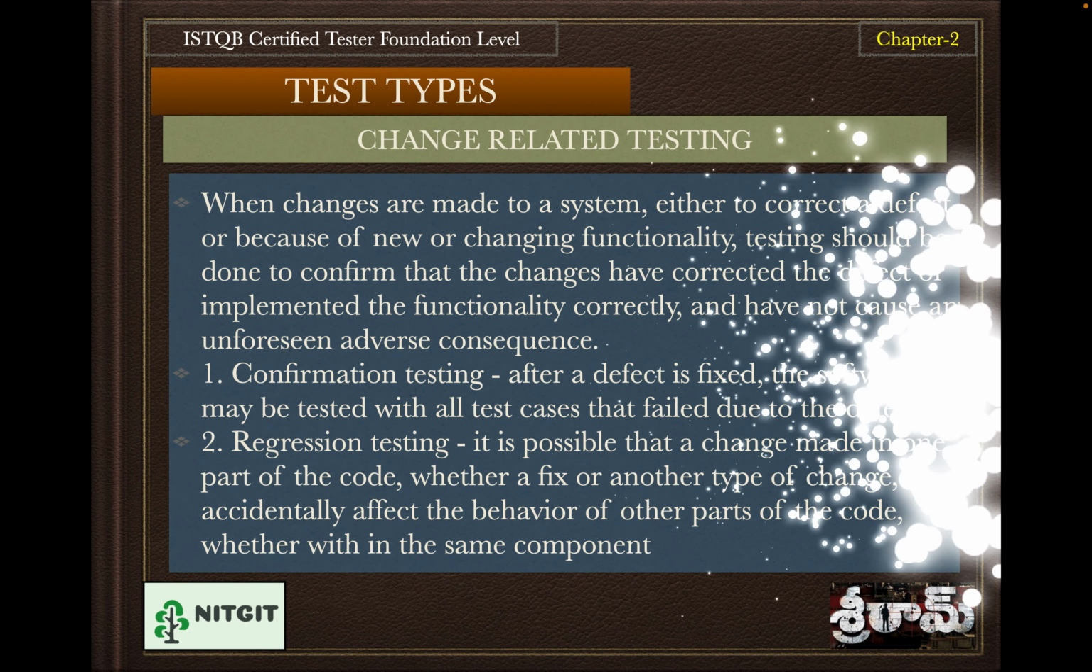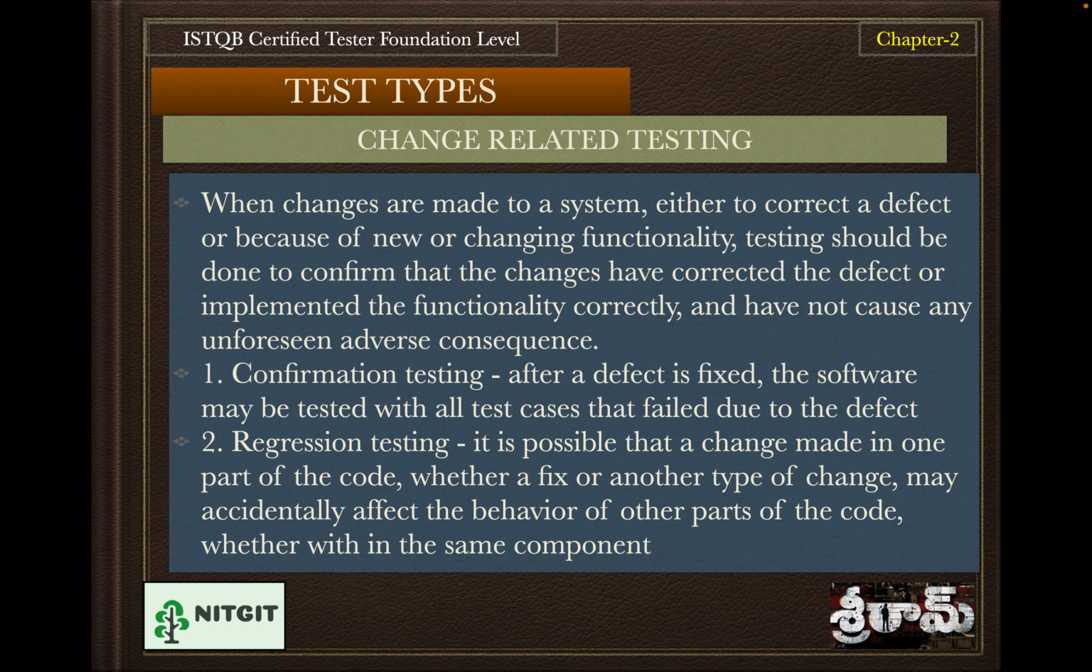Change-related testing. When changes are made to a system, either to correct a defect or because of new or changing functionality, testing should be done to confirm that the changes have corrected the defect or implemented the functionality correctly, and have not caused any unforeseen adverse consequences.